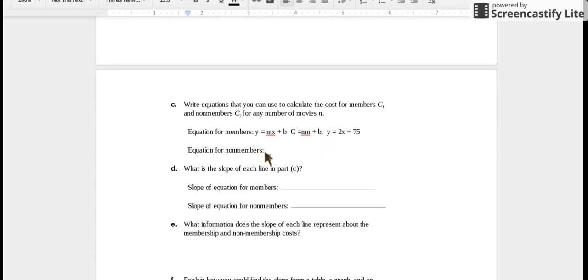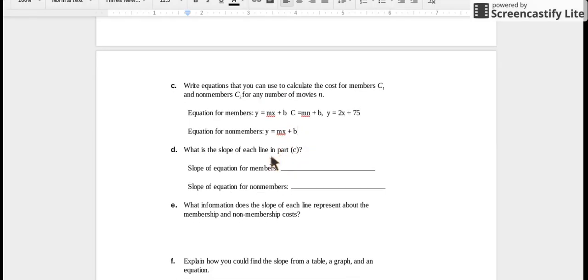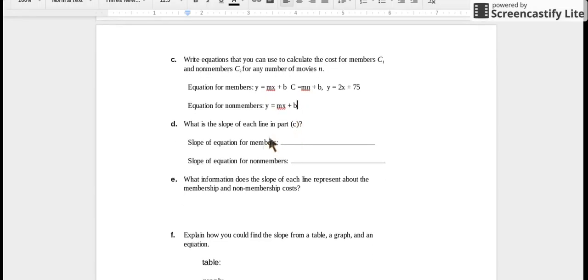Now you can use the same information to write your equation for your non-members. Be careful though. Your y-intercept, your starting point. Make sure you're very clear on what that is. What is the slope of each line in part C? This is part C. So the slope of the line is your value for m, because your constant rate of change is your slope. And you can find the slope for each equation by finding your value for m for the equations.